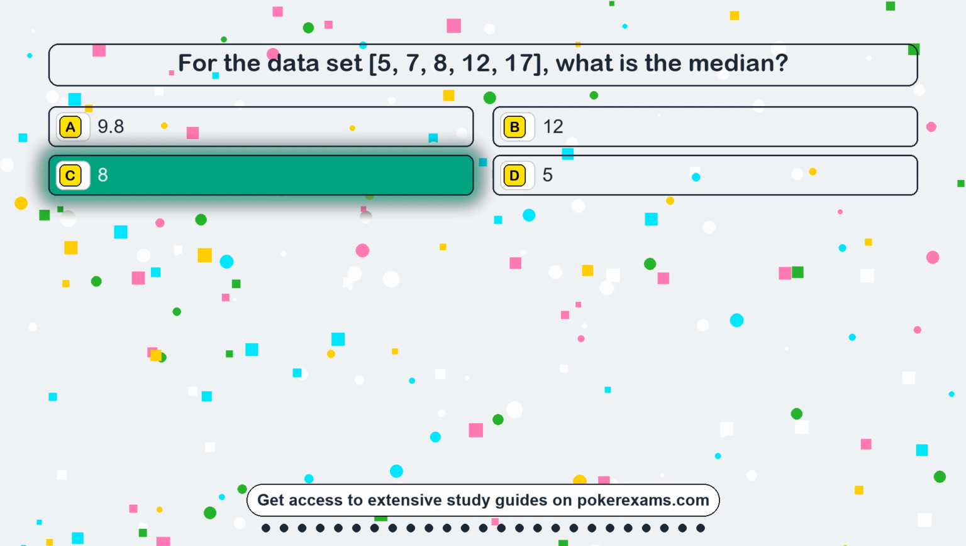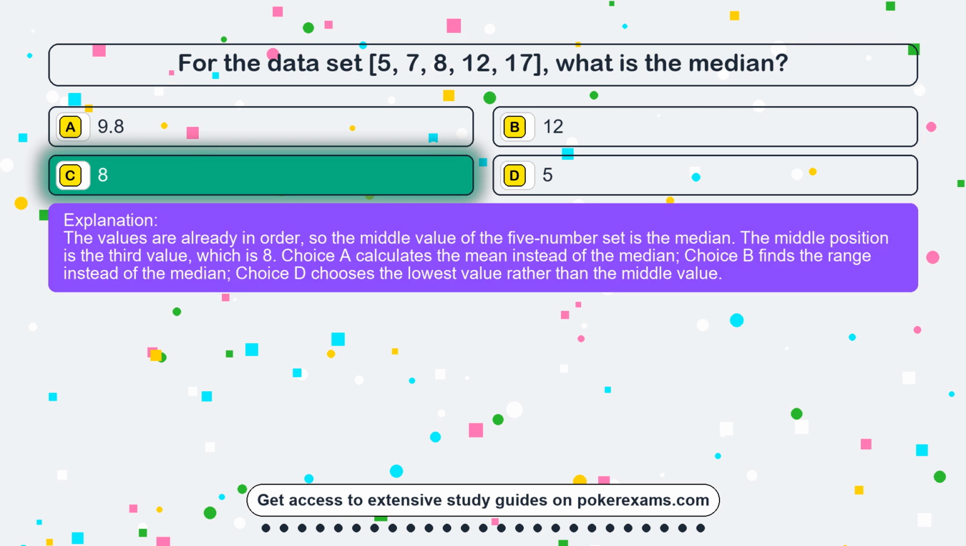The correct answer is option C. 8. The values are already in order, so the middle value of the 5-number set is the median. The middle position is the third value, which is 8. Choice A calculates the mean instead of the median, choice B finds the range instead of the median, choice D chooses the lowest value rather than the middle value.